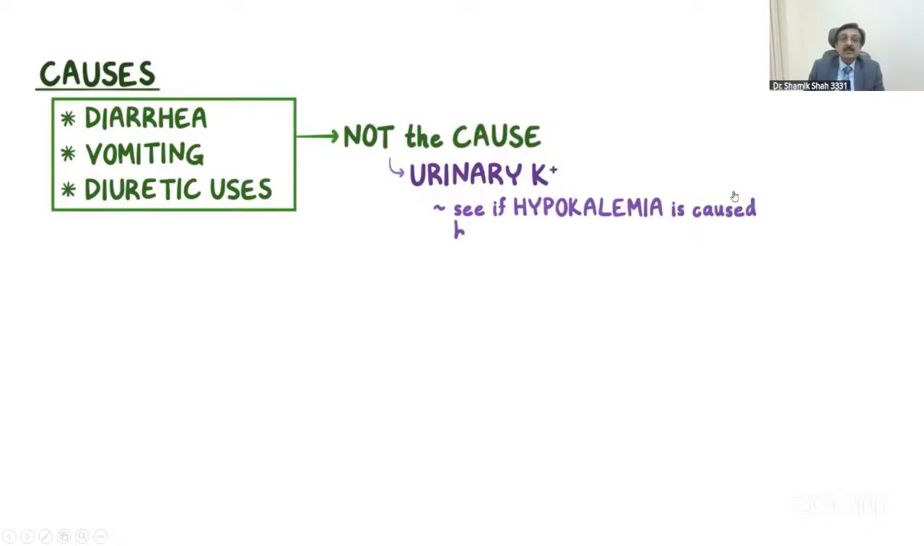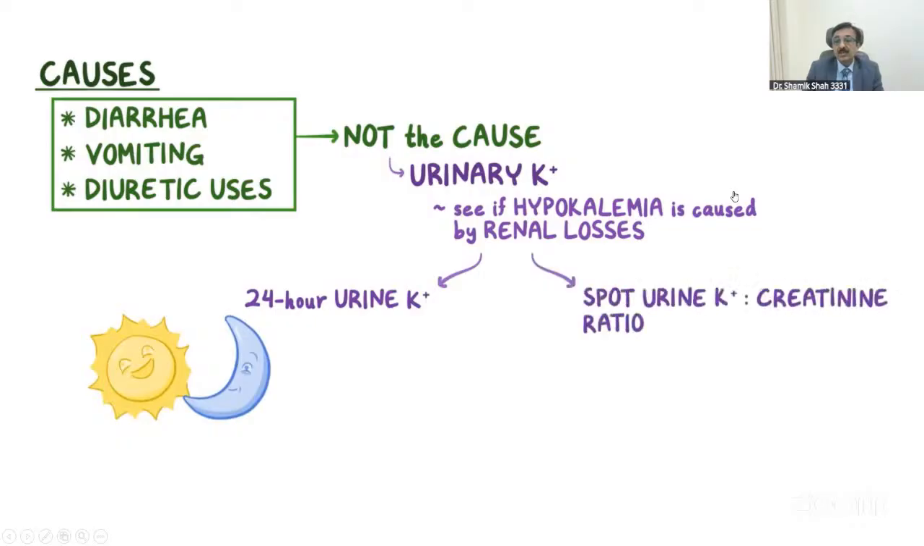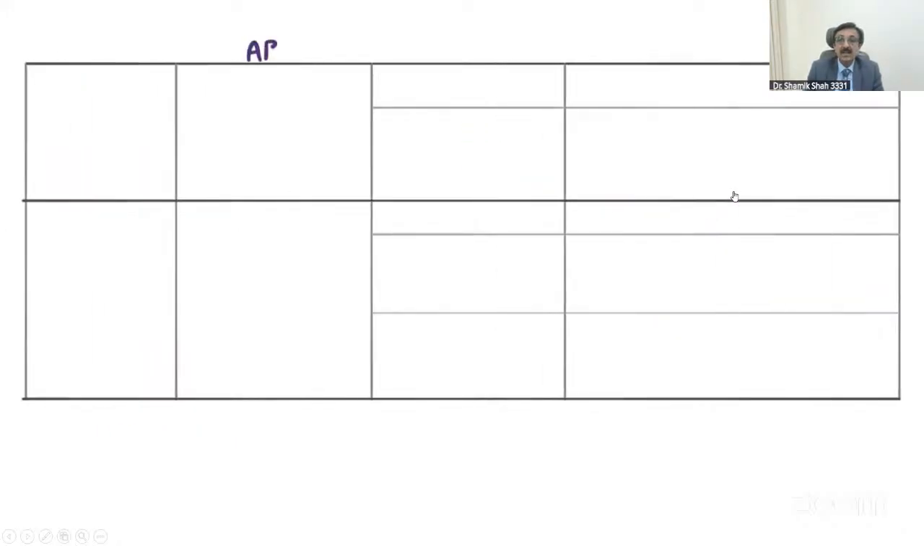But if that is not the cause, then we have to look at urinary potassium to see if hypokalemia is caused by renal losses. Ideally, this should be done by 24-hour urine potassium, but in an emergency situation, that is not possible. So we do a spot urine potassium to creatinine ratio. This gives us an idea of what. So the next step will be to do an ABG in such cases.